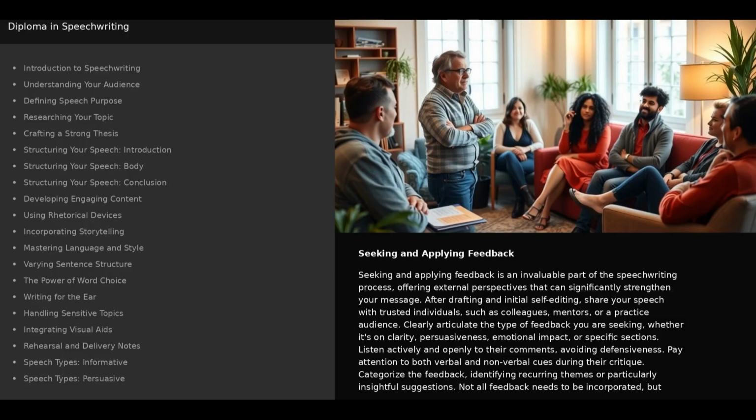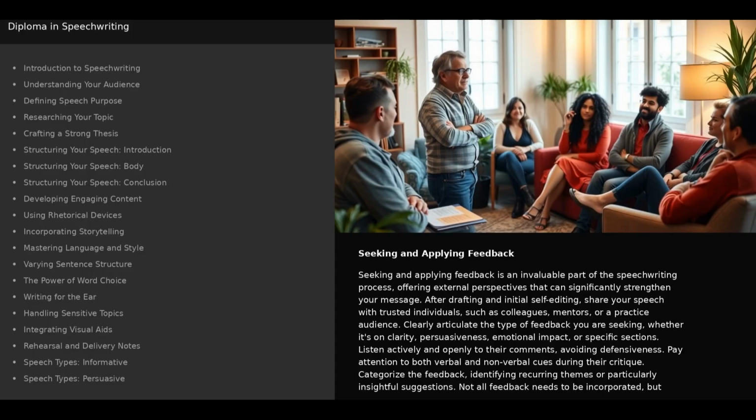Listen actively and openly to their comments, avoiding defensiveness. Pay attention to both verbal and non-verbal cues during their critique. Categorize the feedback, identifying recurring themes or particularly insightful suggestions. Not all feedback needs to be incorporated, but every piece should be considered thoughtfully.